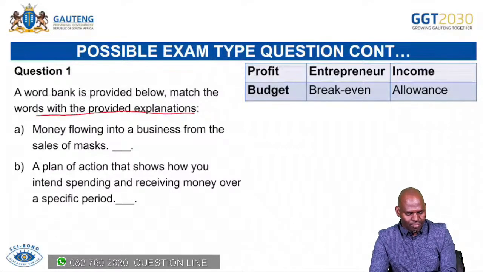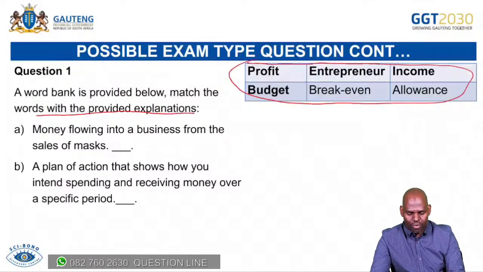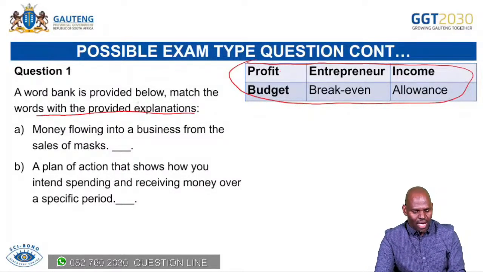These are the words that are provided: profit, entrepreneur, income, budget, break-even analysis, and allowance. They say match the words with the provided explanations. The first explanation is money flowing into a business from the sales of masks.